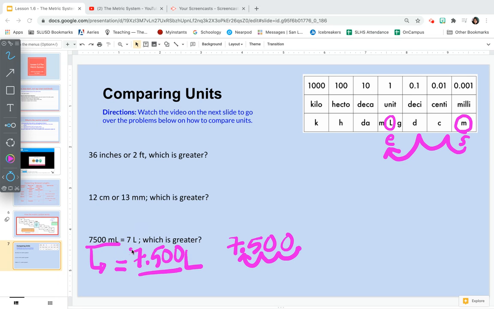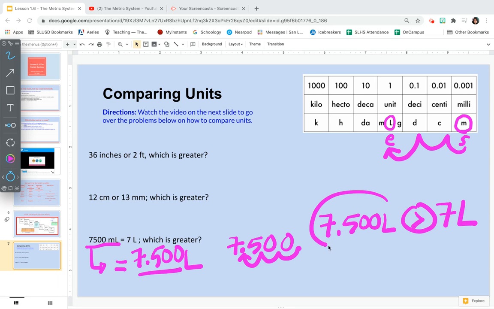All right, so if I'm comparing it to 7 liters, which is greater, right? So 7.500 liters compared to 7 liters. 7.5 is slightly bigger, right? So this number is slightly bigger, right? And this is the same thing as 7,500 milliliters, right? We just converted it to the same unit of liters so that you can compare the difference. And that's how you compare units.